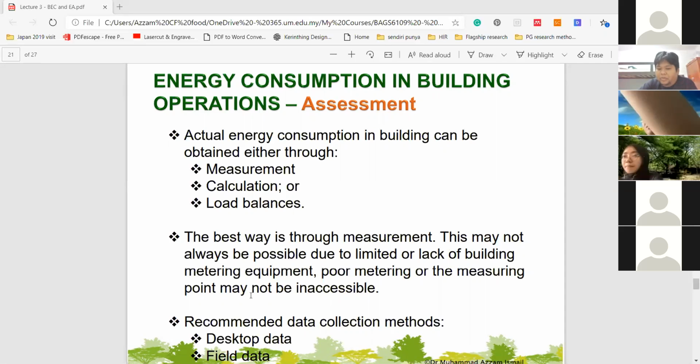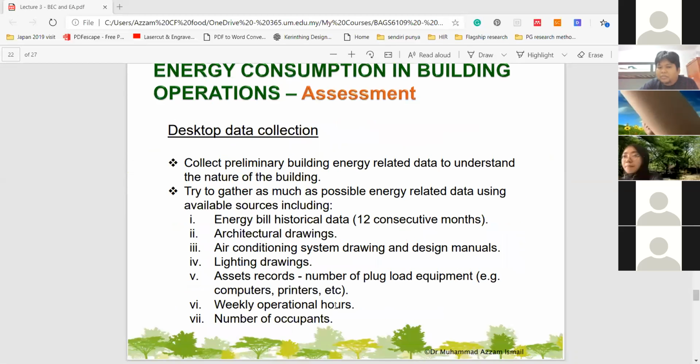The recommended data collection methods are usually desktop to field. Field means you go and measure something. Desktop means you get information from somewhere else. So for desktop data collection, you can collect preliminary building energy related data, such as the number of people, energy bills, and historical data. If you can get 12 monthly records, I think we have this available. Drawings, we have. For the air conditioning system, we've already asked from JPPHB. So myself, Sally, and so on, we've already done all this for you, so hopefully you can benefit from it.